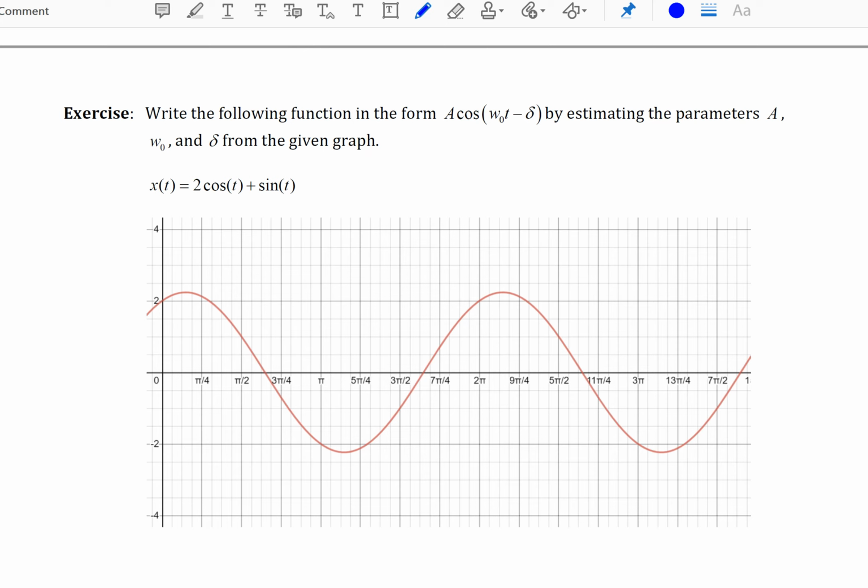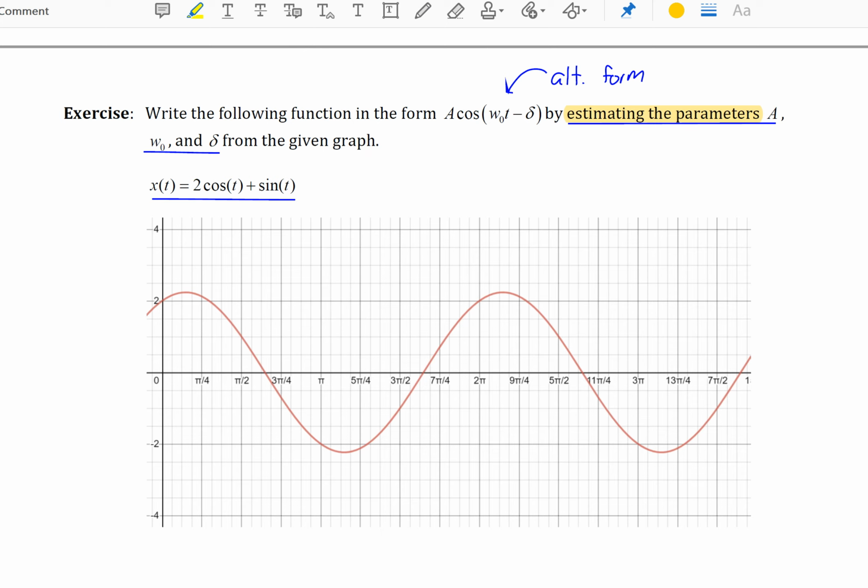In this example, we're asked to write the following function in the form A cosine omega naught t minus delta. And so observe, this is our alternate form. And they're asking us to do it by estimating the parameters A, omega naught, and delta from the given graph. However, we do know that we could do this algebraically as well. But this question is asking us to do it by estimating the parameters.